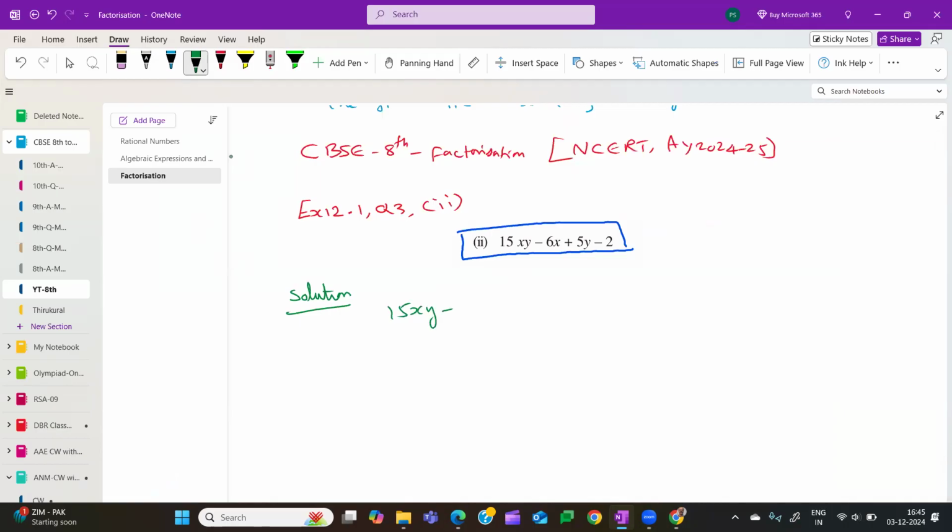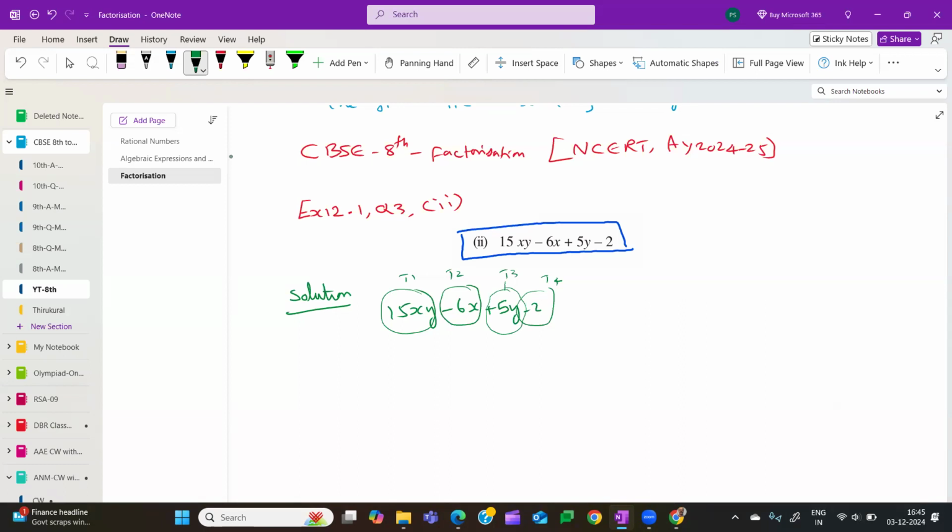15xy minus 6x plus 5y minus 2. You can group any of the terms. This is term 1. And minus 6x is term 2. I'm repeating, 15xy is term 1, minus 6x is term 2, plus 5y is term 3, and minus 2 is term 4. So we can just group it by comparing the numbers.